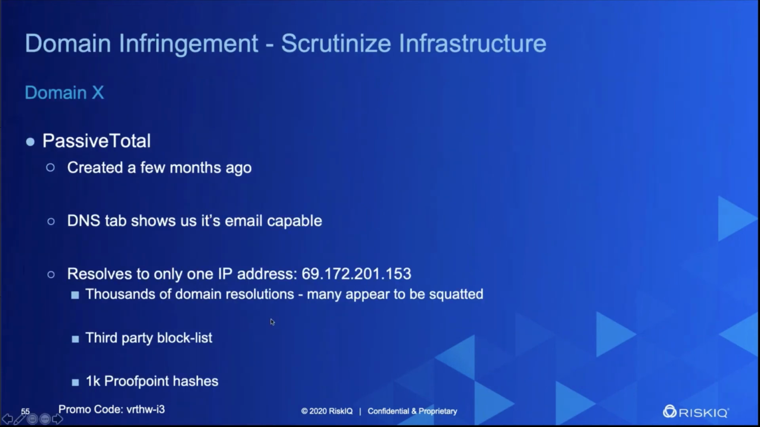The example I'm going to talk through today is one that we actually did for a client a few months back. So we're just going to refer to it as domain X, but the infrastructure we're going to talk about, we can actually pull it up live. In the case of domain X, we started in PassiveTotal. We saw that it was created a few months ago. We knew it was email capable, which is a big flag that's concerning. And then it was only resolving to one IP address, this .153.